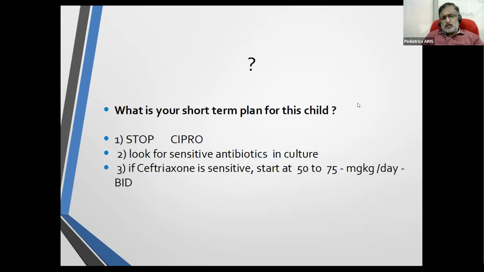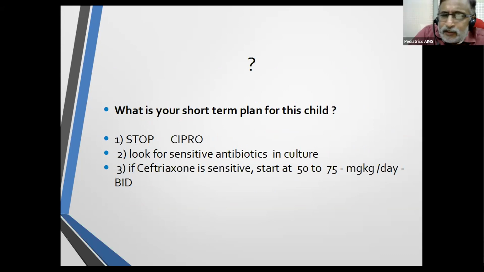So what's the short-term plan for this child? The shortest plan is to stop the cipro. The first thing, the moment you see the child and look at the antibiotic pattern, see for the best sensitive antibiotic. I'm sure ceftriaxone will top the list. In that case, I'll start at a dose of 50 to 75 milligram per kg per day in 2 divided doses. So the message is clear.